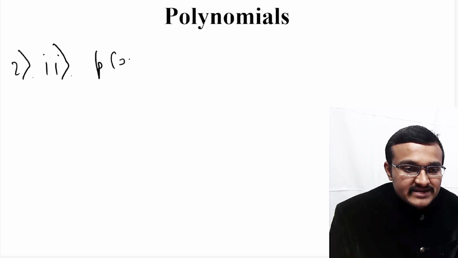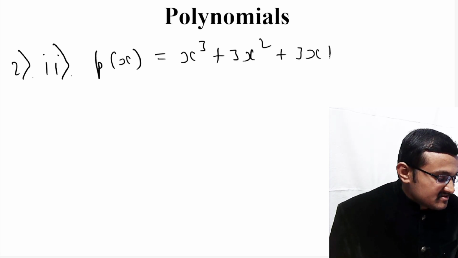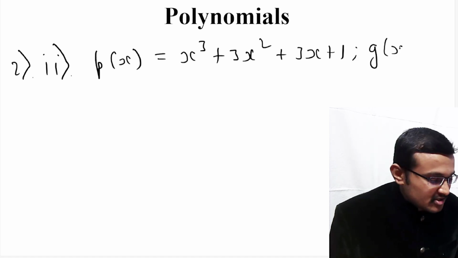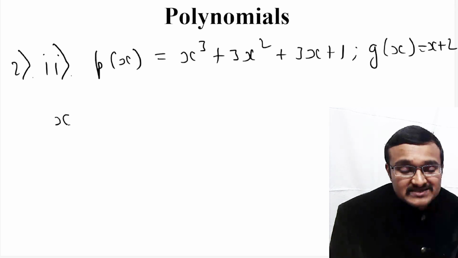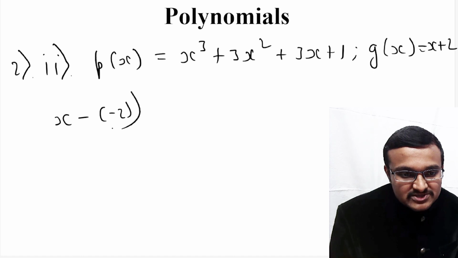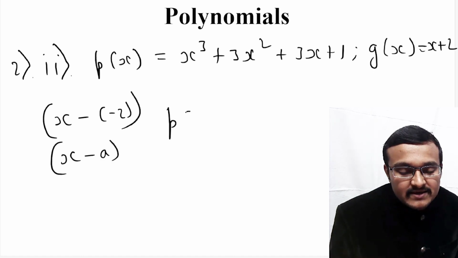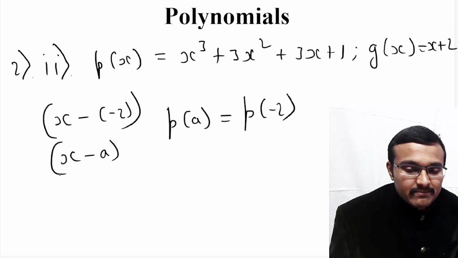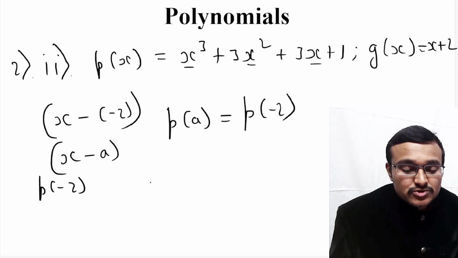In the same second question, we'll try to solve the second part. So p of x is equal to x cube plus 3x square plus 3x plus 1. This is the polynomial which you have, and g of x is equal to x plus 2. So x plus 2 you can write as x minus of minus 2. So I am writing this in the form of x minus a. Now you have to see whether p of a is equal to 0 or not. p of a means here p of minus 2. So now we will try to calculate p of minus 2. In the x position you have to substitute minus 2.